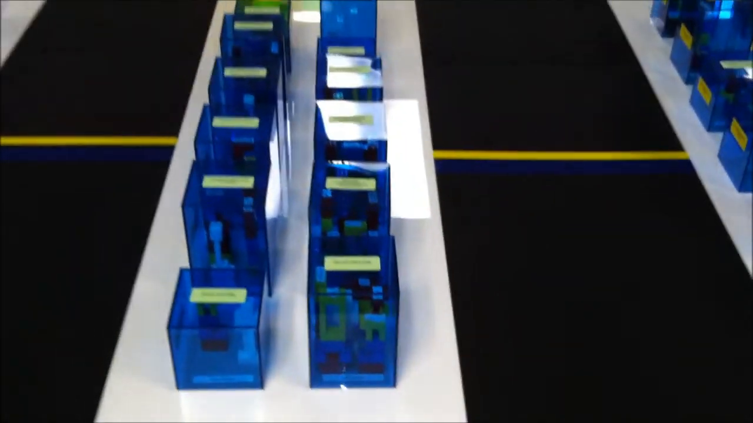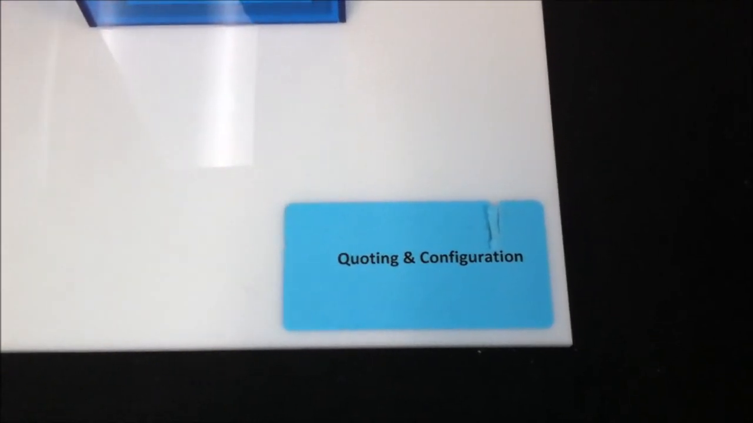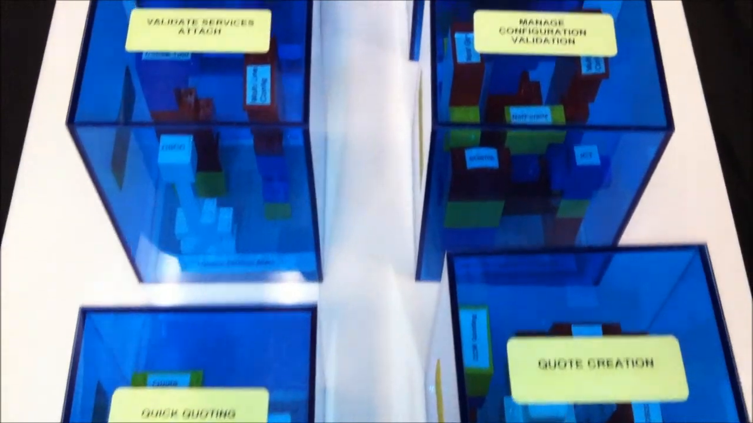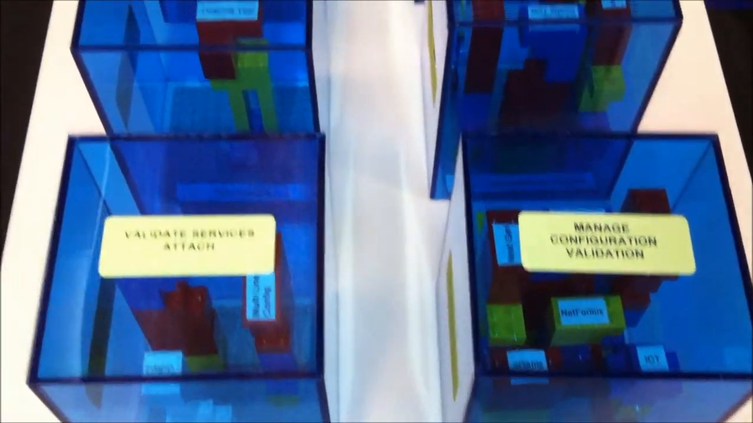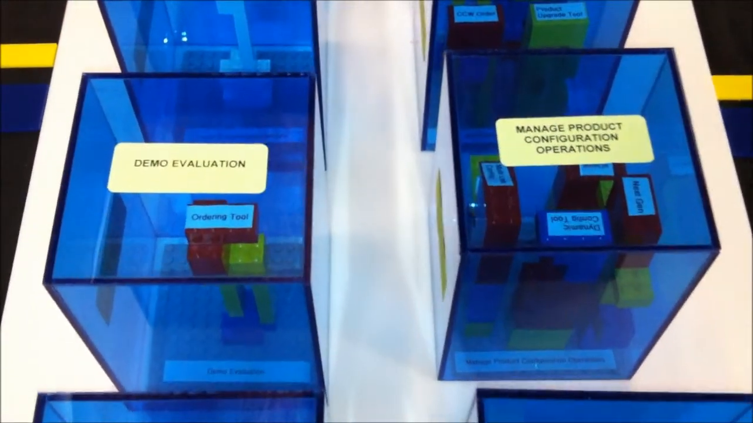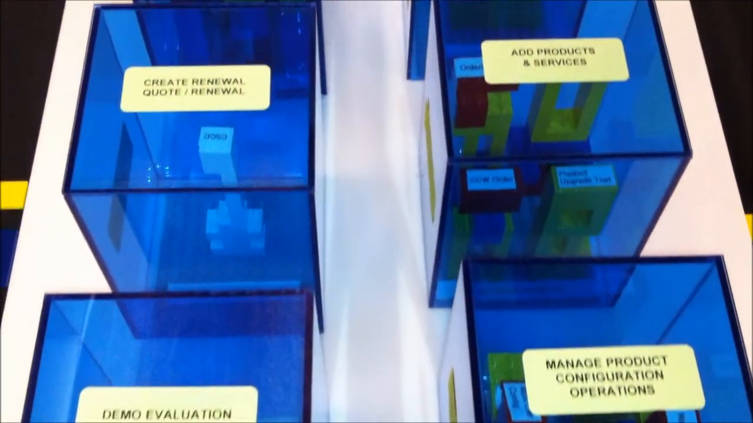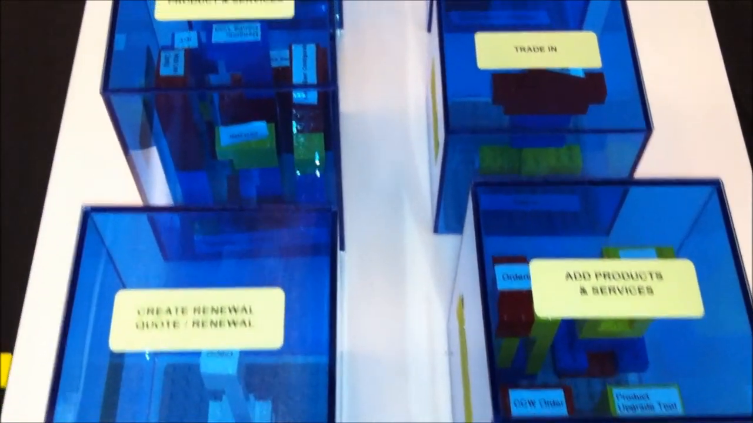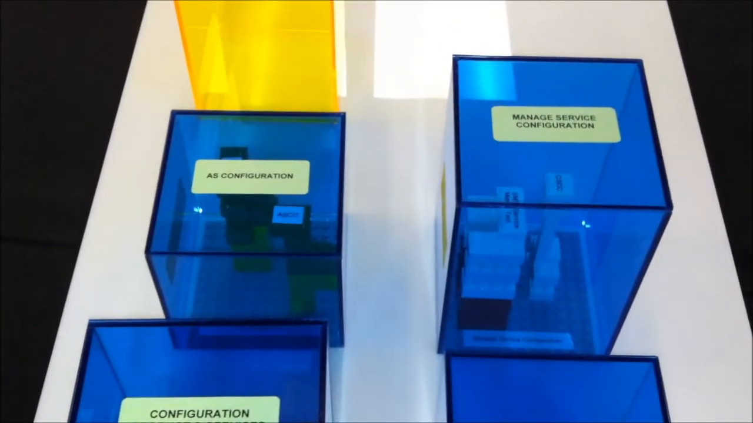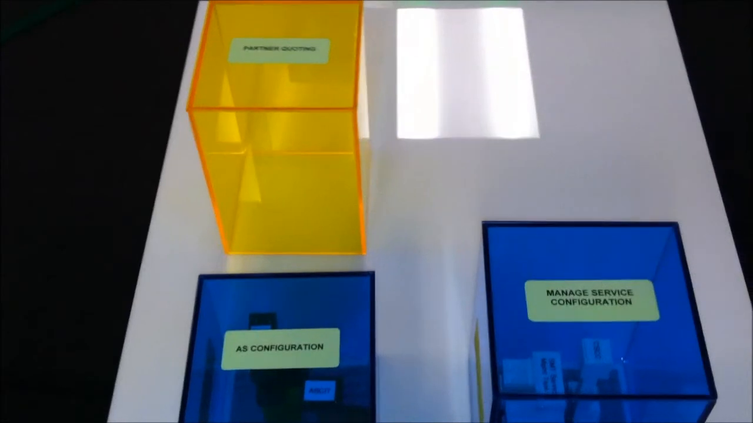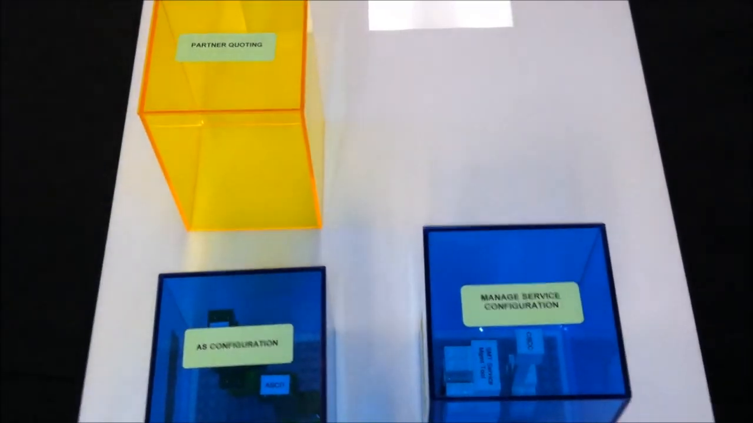Again, the next host of capabilities that you see is around quoting and configuration. This is a notion of quoting the business based on customer specific requirements. And as you can see from here, you have different types of quoting: quick quoting to offer a quick quote to a customer, demo evaluations where a customer might look for new technology, trade-ins where there's a potential trade-in of old Cisco technology or competitors' gear, and advanced services. So all of these put together, you have a host of quoting capabilities.